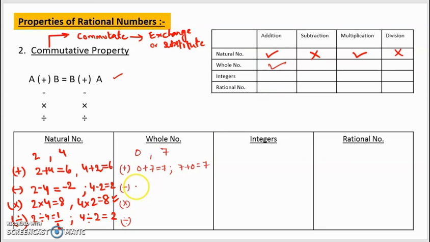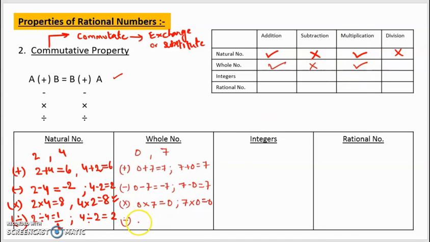Let us perform subtraction now. 0 minus 7 gives me minus 7. After exchanging the positions, 7 minus 0 gives me 7. So we can clearly see the results are different. Hence, whole numbers do not follow the commutative property for subtraction. Let us perform multiplication now. 0 into 7 is 0, while 7 into 0 is also 0. Hence, the results are the same. So whole numbers follow the commutative property for multiplication.